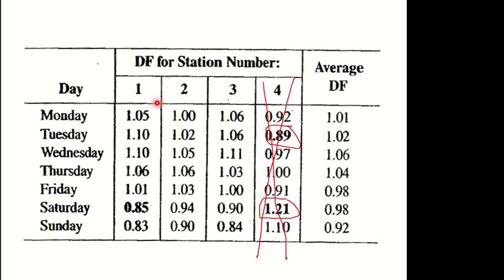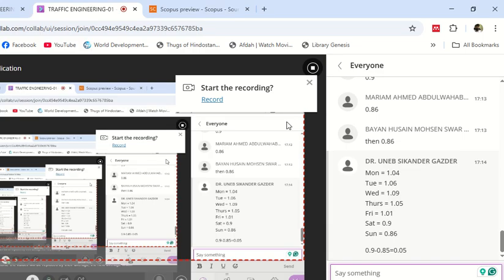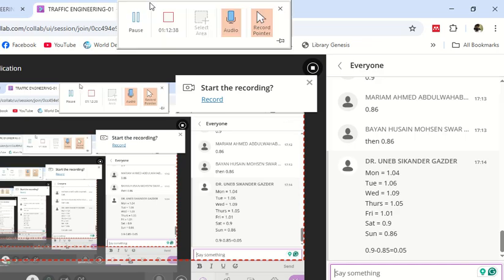I will have one set of values for these 3 stations combined, and a separate set of values for station 4. Station 4 will retain its values, and for the other 3 stations, the values will be replaced by the new average which you calculated. Any questions? Okay, it's clear.